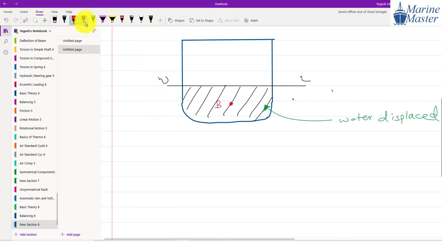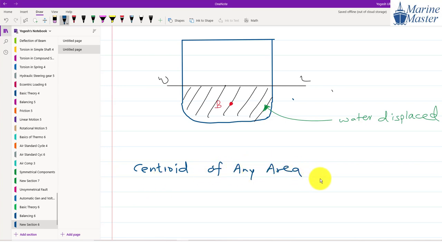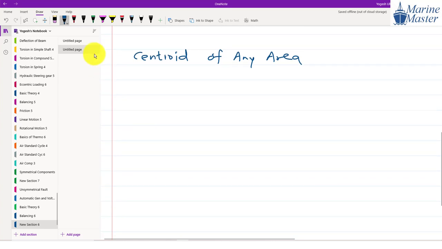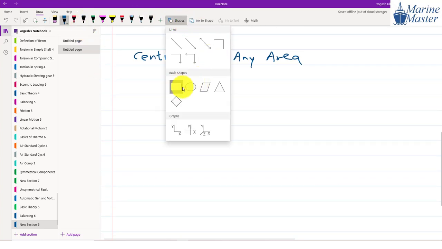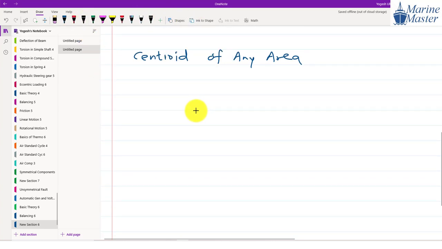Now try to listen to my words carefully. What we have to do and how we are going to approach things further, guys. First of all, before going further, how do we get a centroid of any area? Suppose, try to understand my point here. Don't write anything. Just try to understand the things carefully.